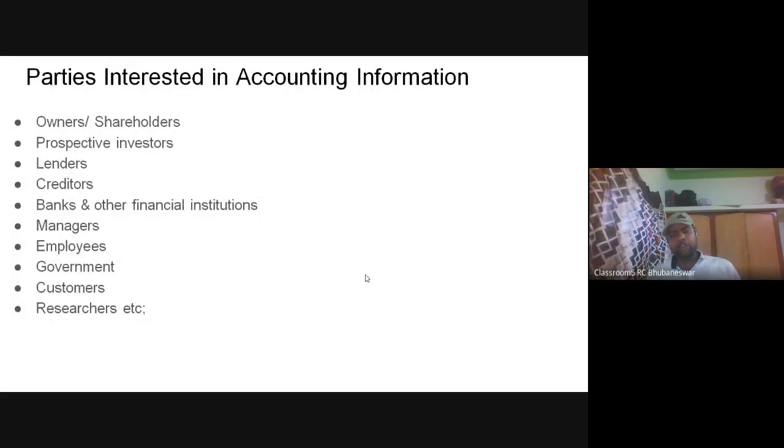Then lenders, who have lent money to the business. Let's take for example, the business is in need of money. Then what will the business do? It will approach financial institutions or individual persons who have a huge amount of funds and who will lend us money to start our business. Then they become the lender for the business.